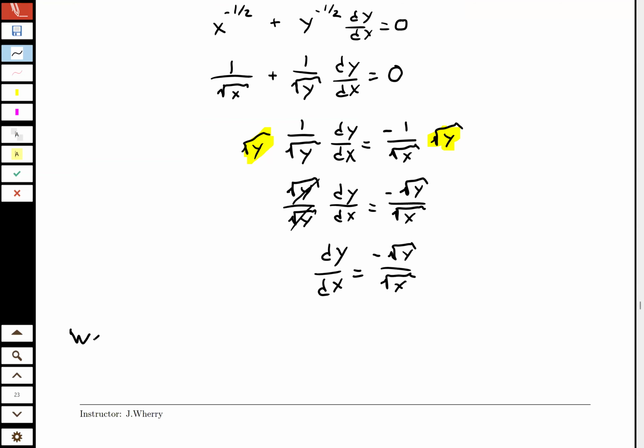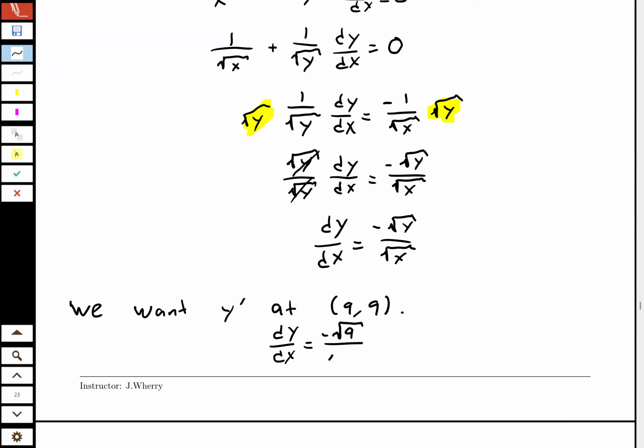We wanted the derivative of y with respect to x at the point (9, 9). So let's plug in 9 into our function. My y value is 9. I'll plug that in for y. And my x value is 9. I'll plug that in for x. The square root of 9 is 3, so I have negative 3 on the top. Square root of 9 is 3 again, so I have 3 on the denominator. Negative 3 divided by positive 3 gives me a slope of negative 1.